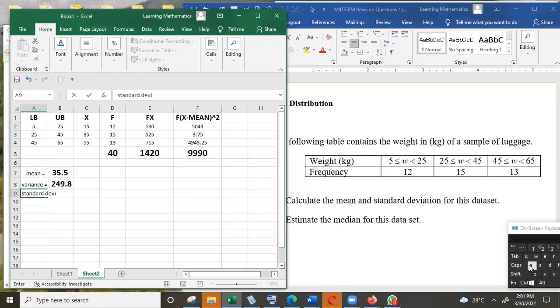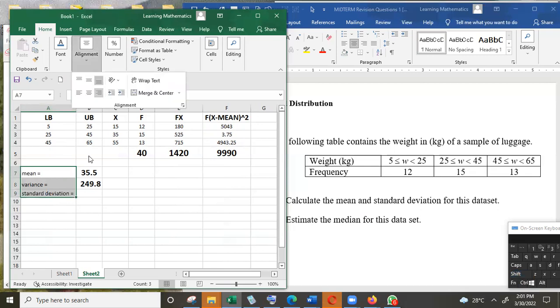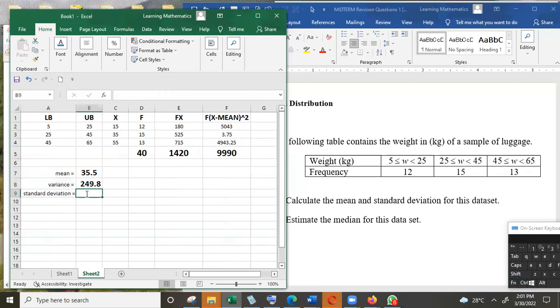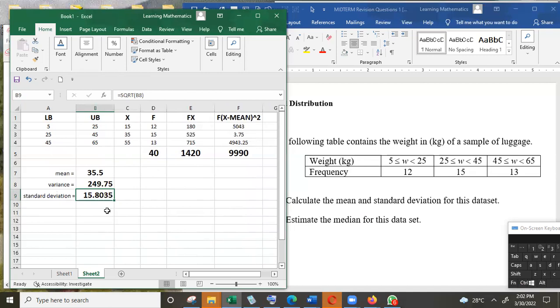Standard deviation equal to, let's adjust this cell. All right, so the standard deviation is the square root of the variance. Okay, so basically here we can just equal SQRT, the square root of the variance, which is in B8, close bracket, enter, and here you have it. These three statistics: the mean, the variance, and the standard deviation. Okay, then we're going to do another presentation for the median.